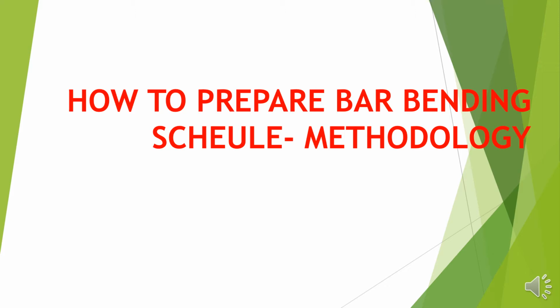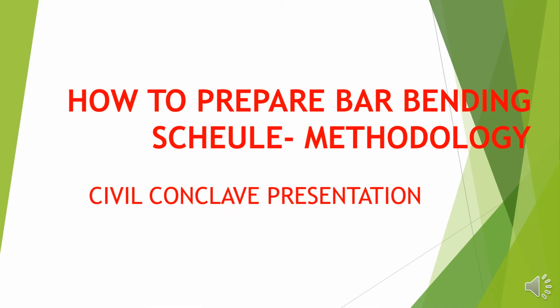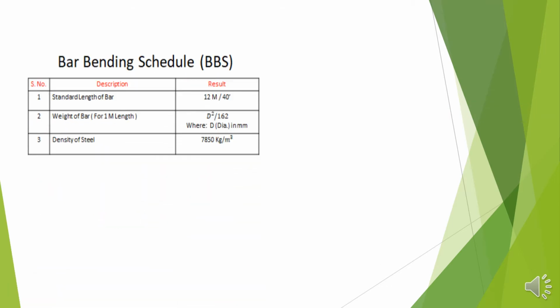Today we are going to discuss how to prepare a bar bending schedule, a methodology. It's a Civil Conclave presentation. Bar bending schedule. I am going to talk about general notes about reinforcement. The standard length of the bar is 12 meter or 40 feet.